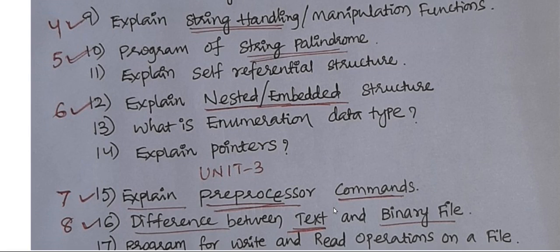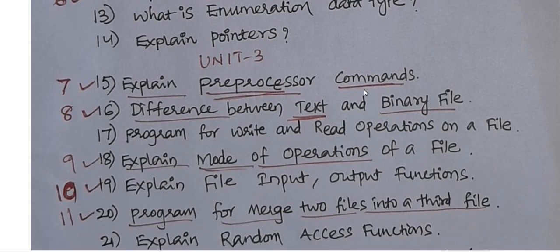Next, third unit. From third unit, explain preprocessor commands, conditional preprocessor commands, unconditional preprocessor commands. Very important question. Next, difference between text file and a binary file. It's a very important question. Tick mark and underline question.